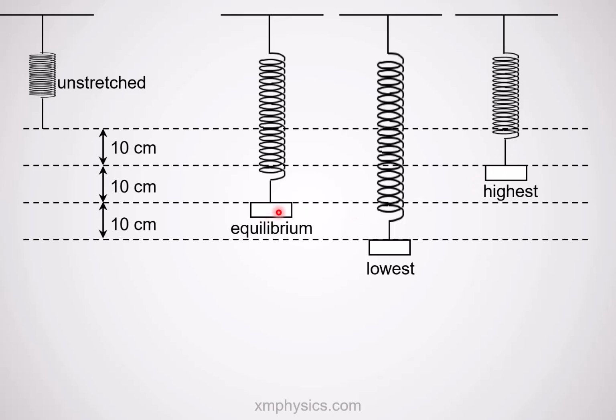But if you're talking about displacement, then at the equilibrium position, the displacement is 0. At the lowest position it is positive 10 cm, if we are taking downward to be positive. At the highest position it is negative 10 cm.